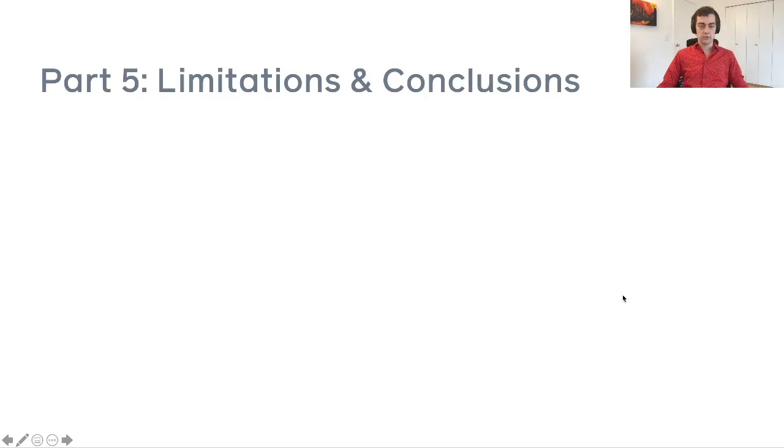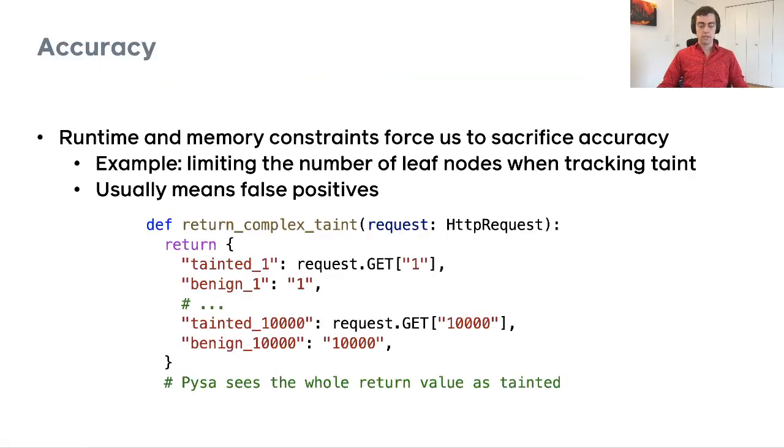Now we're going to get into limitations. Just like every static analyzer, Pysa has limitations, and we've had to make some trade-offs when building it. The first limitation is around accuracy. Runtime and memory constraints force us to sacrifice some amount of accuracy to be able to terminate the analysis in a reasonable amount of time.